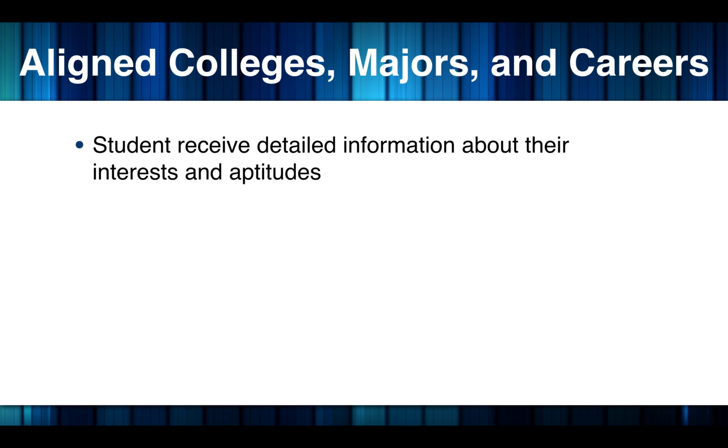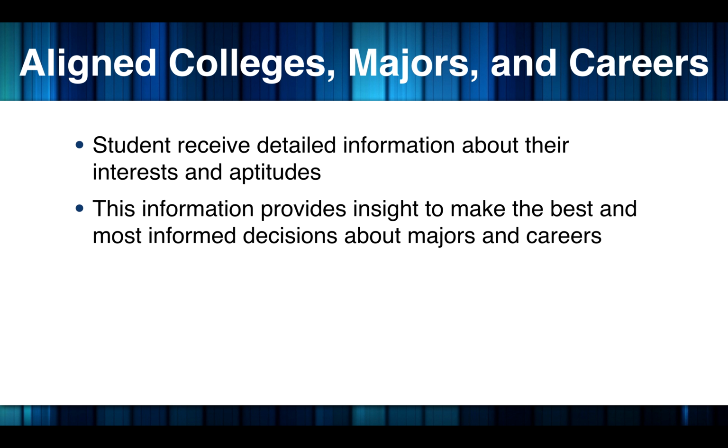Now, the aligned colleges, majors, and careers, this is huge, okay? Students receive detailed information about their interests and aptitudes. So what interests them? All right, what are some fields that they could go into based on those interests? What are some majors? What are some colleges?